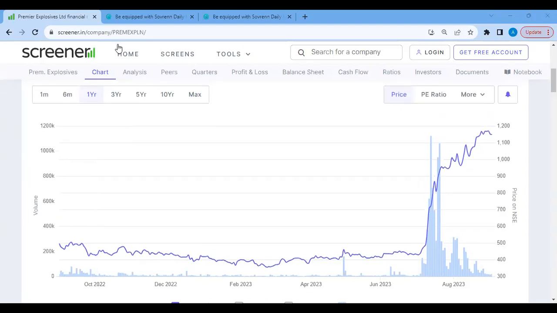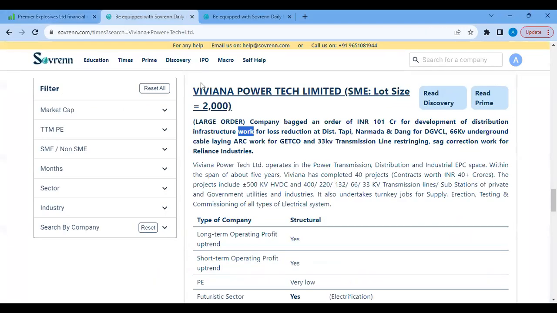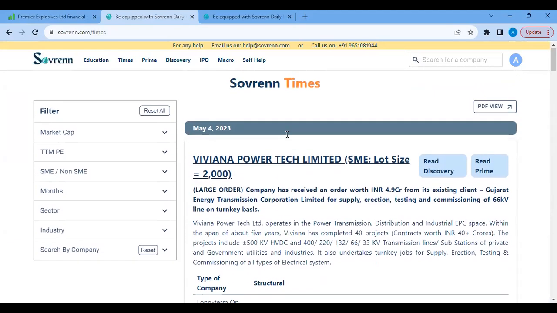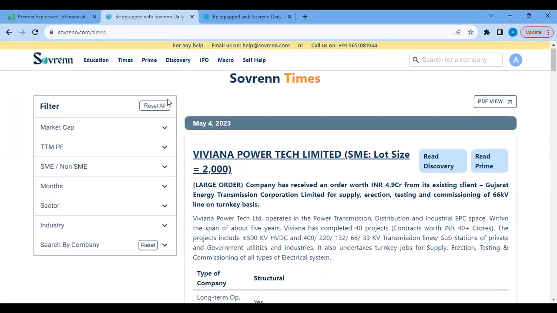Another example, right? This is where we give large order details, in Sovrenn Times and also in Sovrenn Discovery. So if I look at Sovrenn Times, you can see a lot of large orders in Sovrenn Times, right?